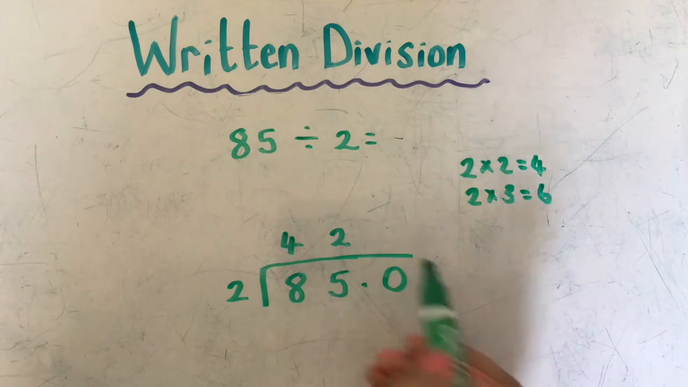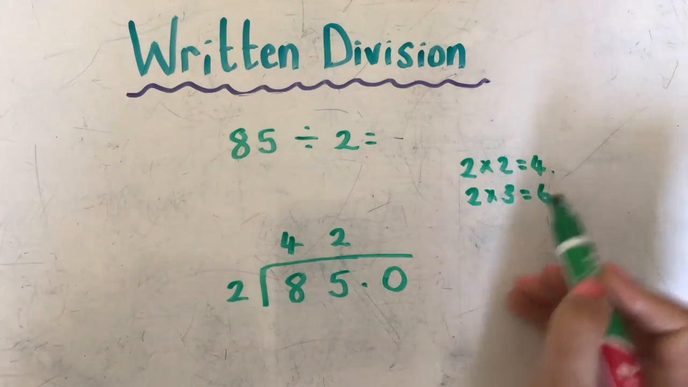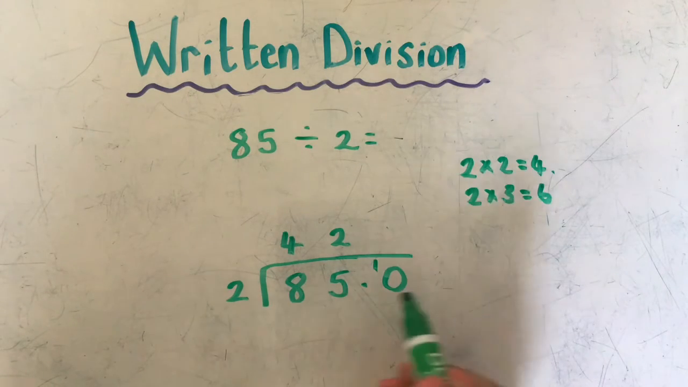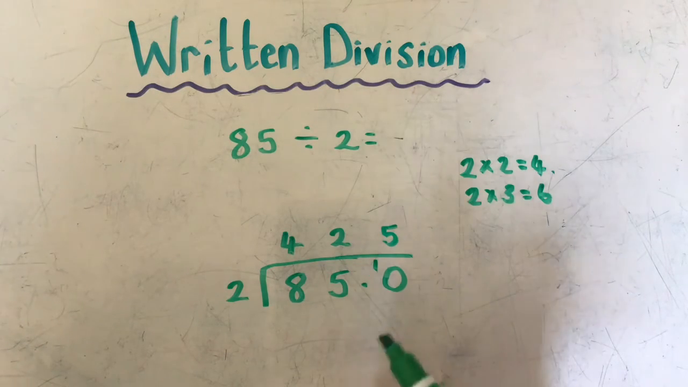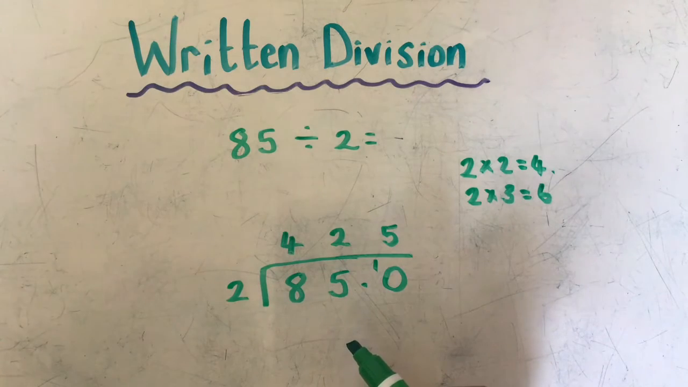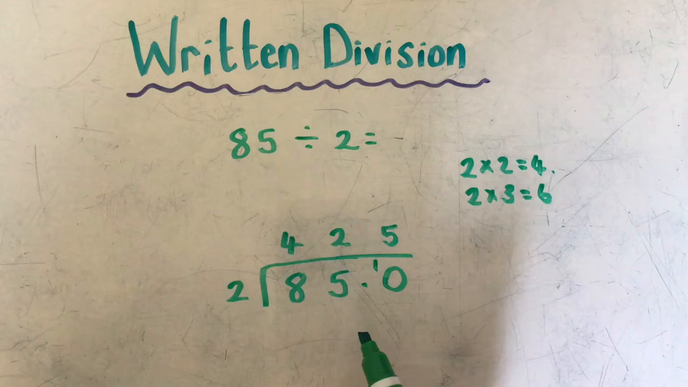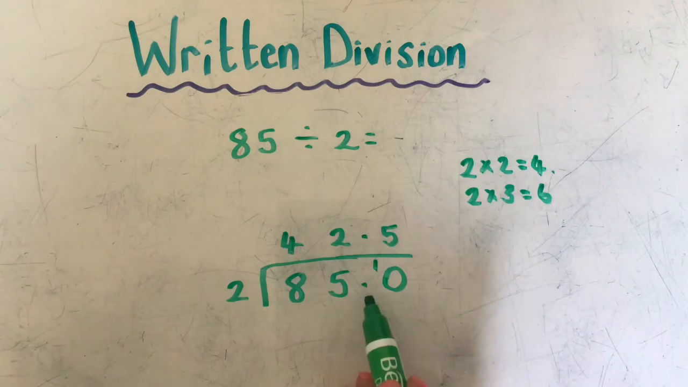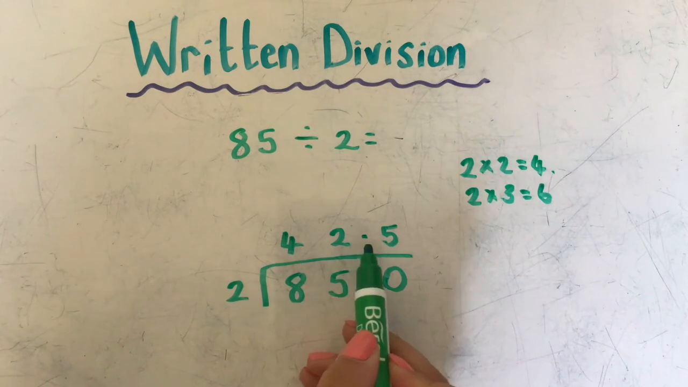We extend our bus stop out, and we carry over the difference between 4 and 5, which is 1. So 2 goes into 10 5 times. Now this is why it's really important that we put in our decimal point, because if we forgot, we would end up with an answer of 425, which we know is far too big for this question. But once we put our decimal point in, just above where it already is, our answer becomes 42.5.